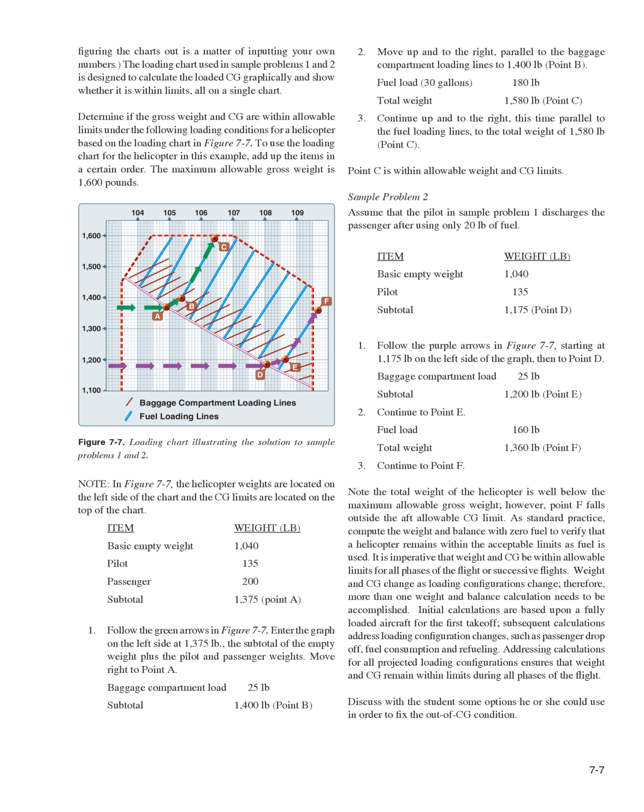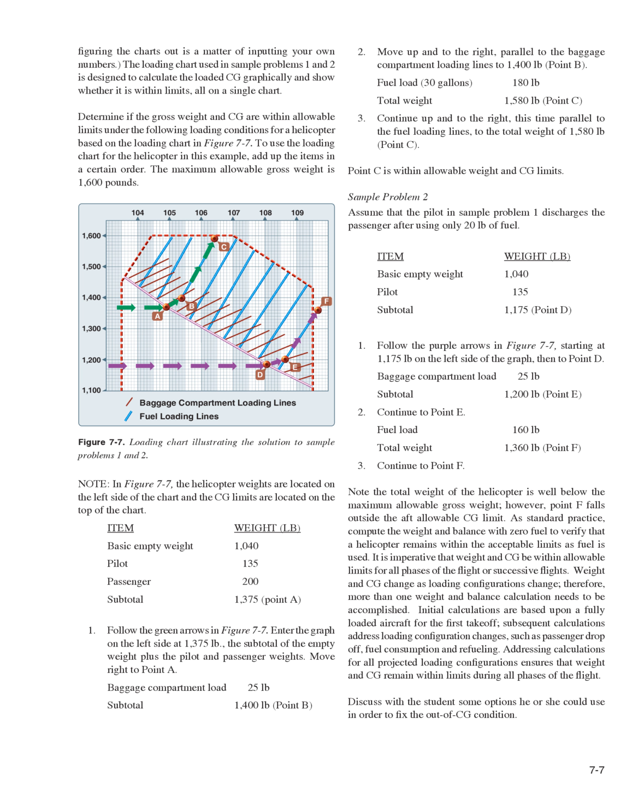Sample problem 2. Assume that the pilot in sample problem 1 discharges the passenger after using only 20 pounds of fuel. Item weight, pound: basic empty weight 1,040, pilot 135, subtotal 1,175, point D. 1. Follow the purple arrows in Figure 7.7, starting at 1,175 pounds on the left side of the graph, then to point D. Baggage compartment load 25 pounds, subtotal 1,200 pounds, point E. 2. Continue to point E. Fuel load 160 pounds, total weight 1,360 pounds, point F. 3. Continue to point F. Note the total weight of the helicopter is well below the maximum allowable gross weight, however, point F falls outside the aft allowable CG limit.